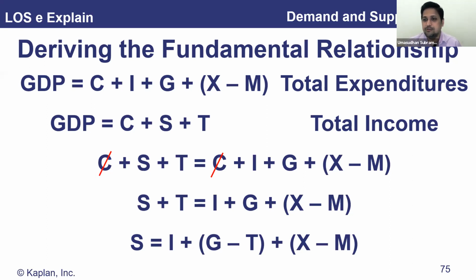C and C go off, and you have S plus T equals I plus G plus X minus M. Then you keep only S and move the T to the other side. So what happens is that you have I plus G minus T, because the T gets added here, so it gets deducted from here. So you see what's happening.